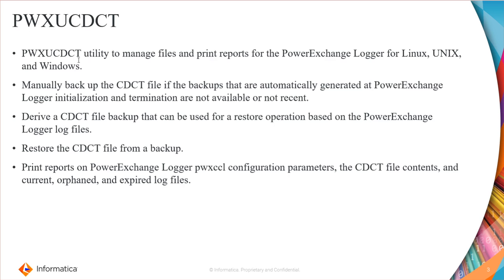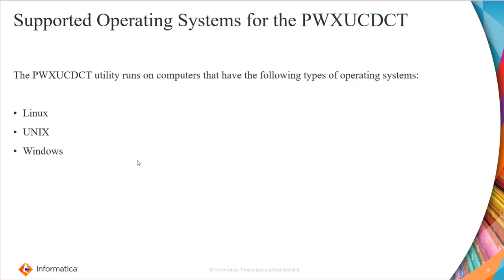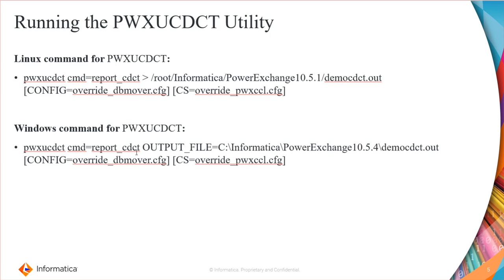So the PWXUCDCT utility is mainly meant to manage files and print reports of the PowerExchange logger. You can take a backup of the CDCT file, then restore the CDCT file, and then you can print the report of the PowerExchange logger. Supported operating systems for this utility are Linux, Unix and Windows. These are the commands for running this utility on Linux and Windows. The only difference is the output file path.